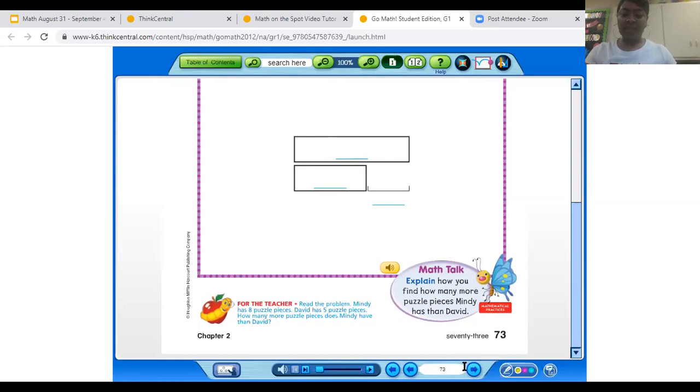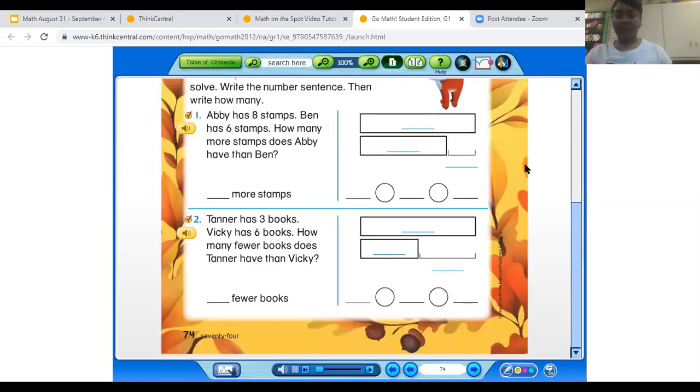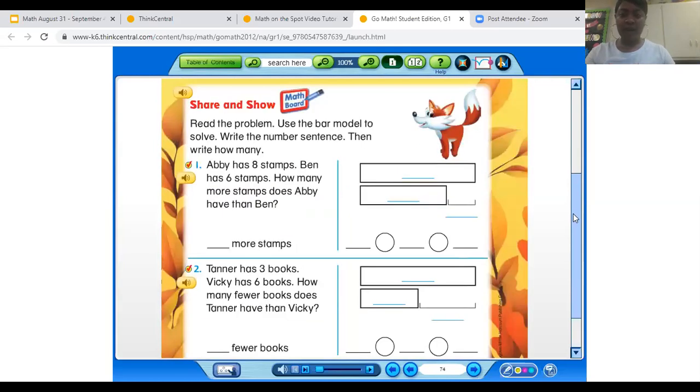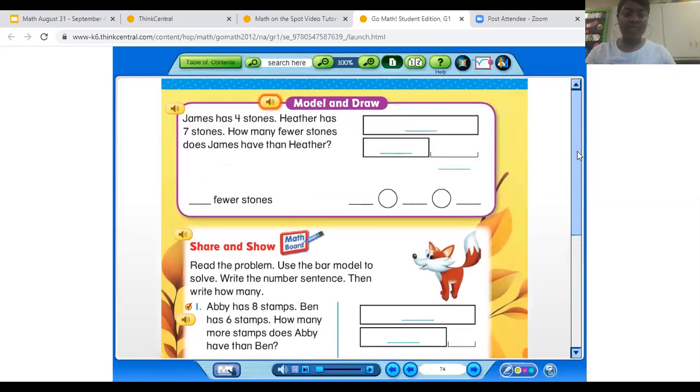All right, let's turn to page 74 and do 2 more, and then you're going to do the rest on your own. All right, let's look at this model and draw. James has 4 stones. Heather has 7 stones. How many fewer? Hint, hint, nose, nose, winky, wink. When you hear how many fewer or how many more, that lets you know that you are going to subtract. Good job. How many fewer stones does James have than Heather?